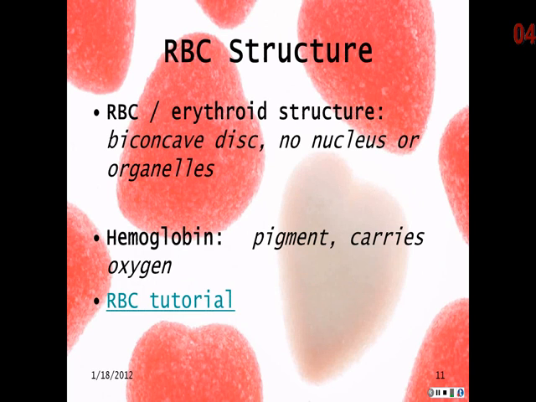Red blood cells, or erythrocytes, have a distinct structure. They are shaped like a biconcave disc with no nucleus and no organelles. They contain the pigment hemoglobin to carry oxygen. One thing to remember, the ending cytes means cells, erythro means red, leuco means white. Here we have a short tutorial on the red blood cells.